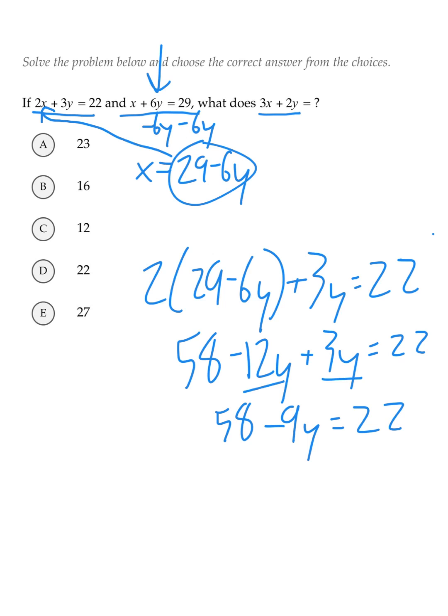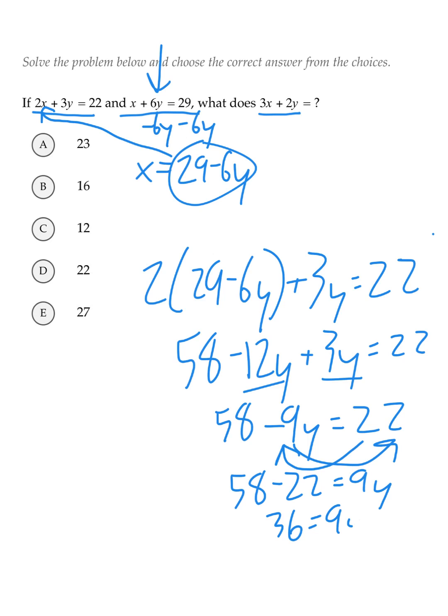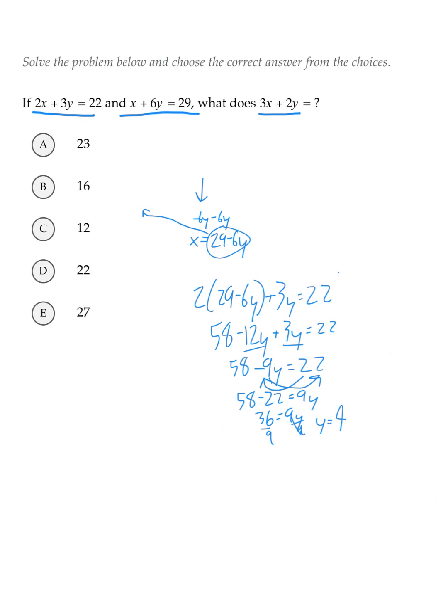Continuing to solve, I can move the negative 9y over to the right and the positive 22 over to the left. I'm basically subtracting both from both sides, and I would get 58 minus 22 equals 9y. 58 minus 22 is 36, which means if we divide both sides by 9, y is going to equal 4.